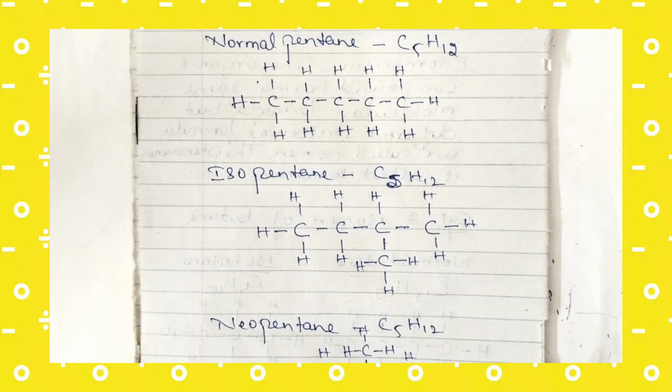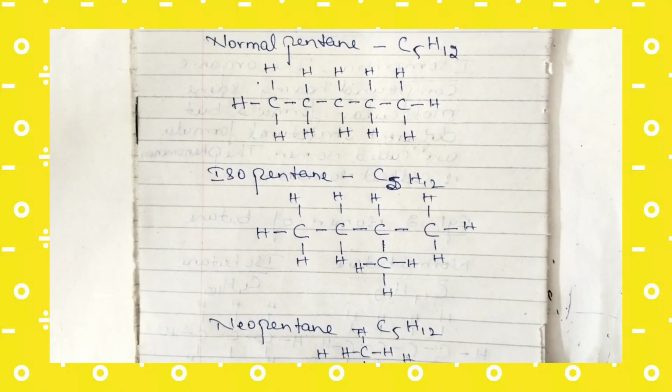Such organic compounds having the same molecular formula but different structural formulas are called isomers.